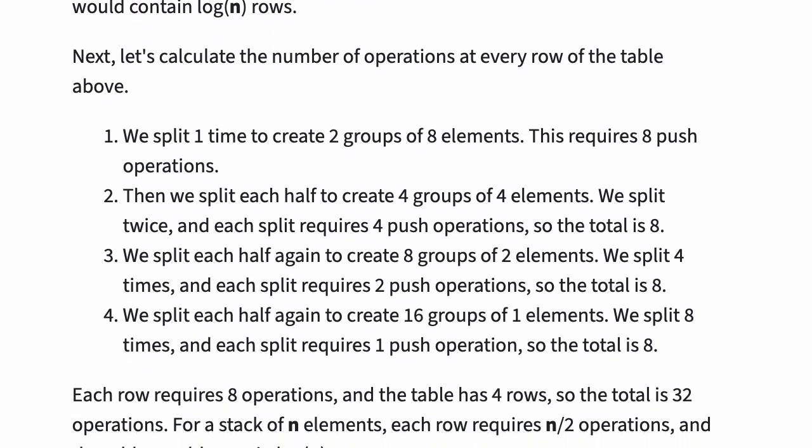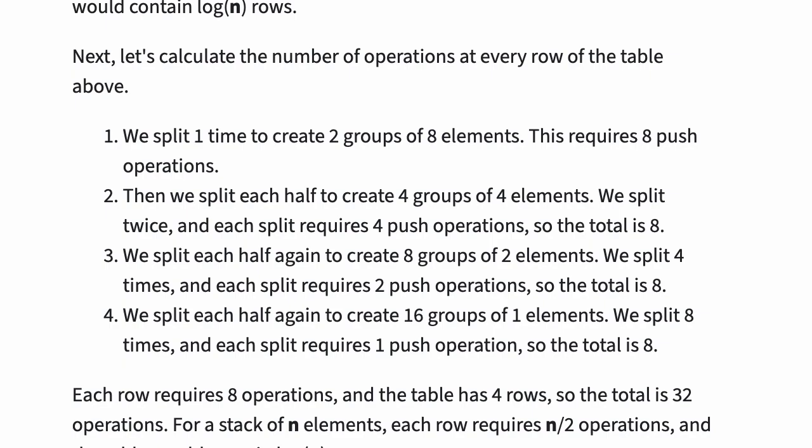Next, let's calculate the number of operations at every row of the table above. We split 1 time to create 2 groups of 8 elements. This requires 8 push operations. Then we split each half to create 4 groups of 4 elements. We split twice, and each split requires 4 push operations, so the total is 8.